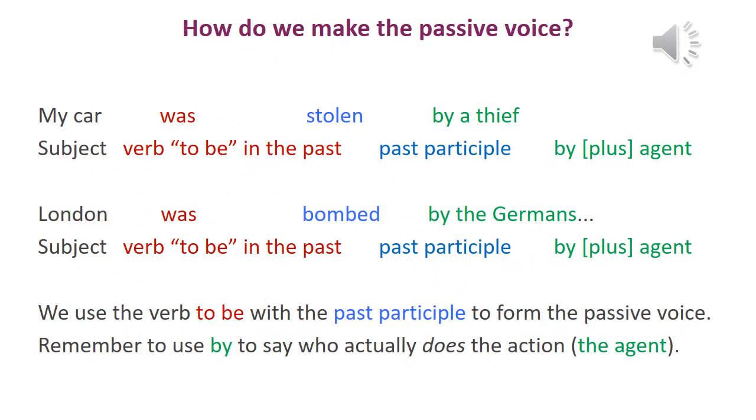So how do we make the passive voice? We use the verb to be with the past participle to form the passive voice. Remember to use "by" to say who actually does the action, the agent. My car was stolen by a thief. London was bombed by the Germans.